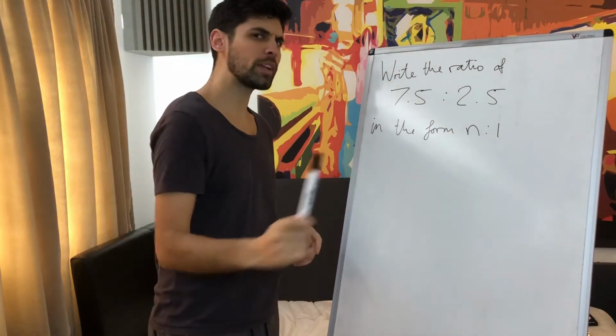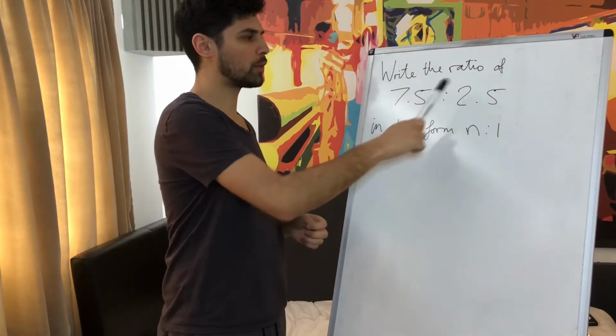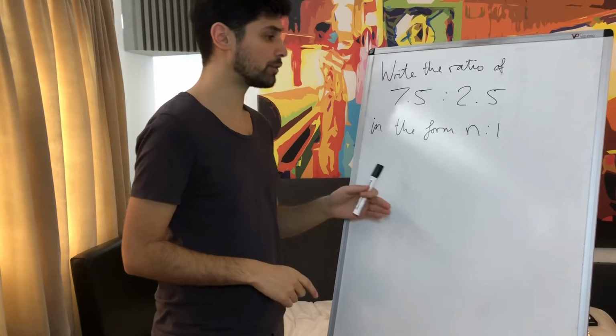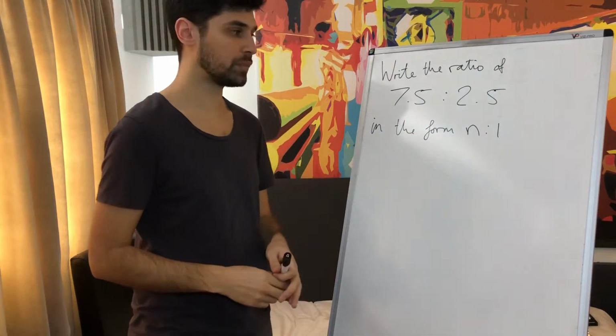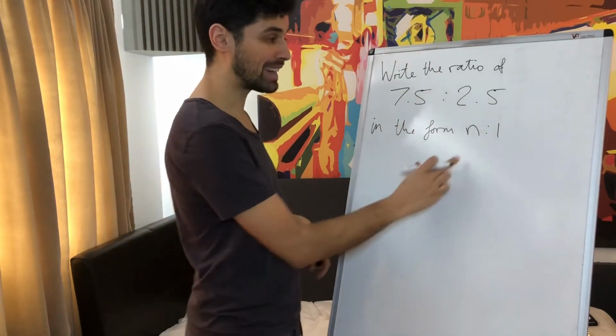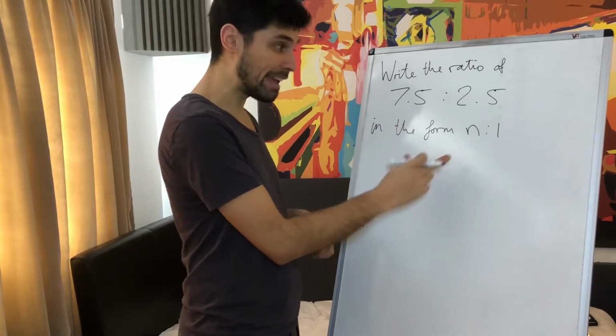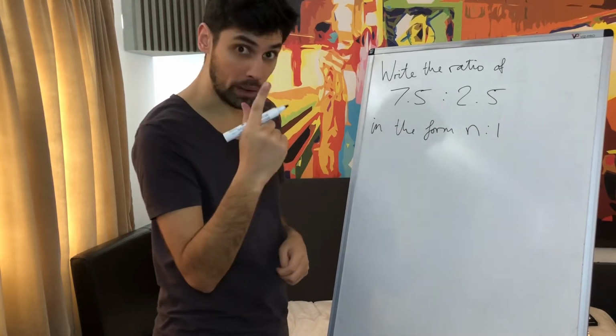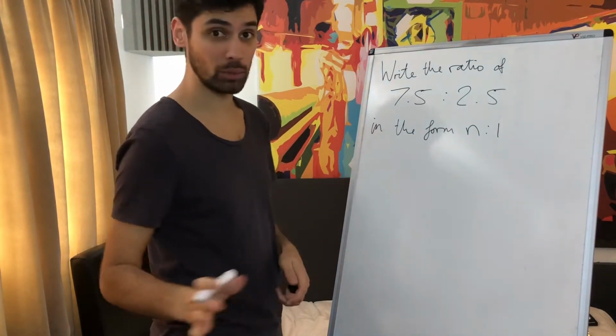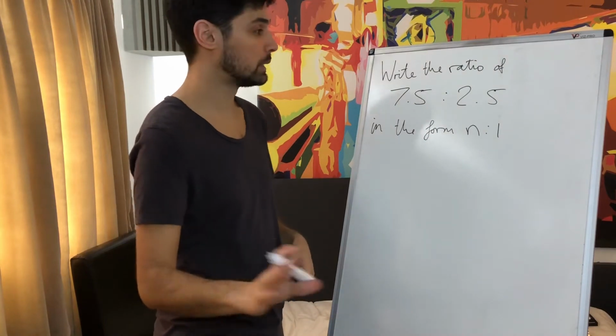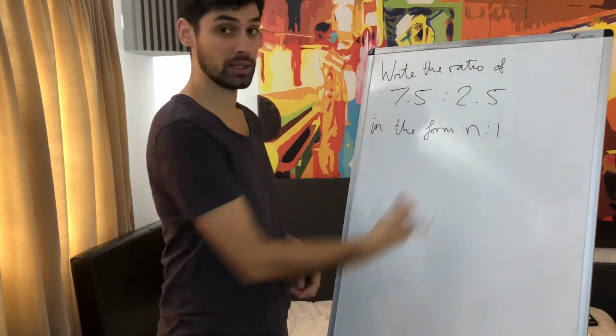Okay, so this is a really interesting question here. Write the ratio of 7.5 to 2.5 in the form n to 1. What that means is we've got to find out what the left number is going to be if the right number is a 1. Now, we don't like decimals in ratio, I'll tell you that straight up. But sometimes we've got to deal with them when it's this form.